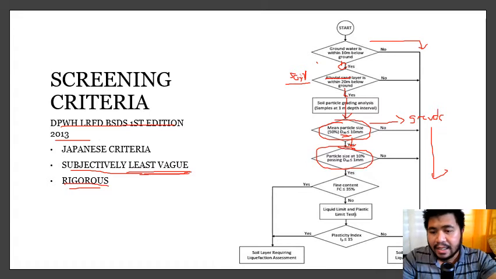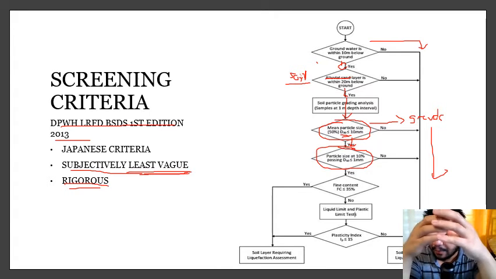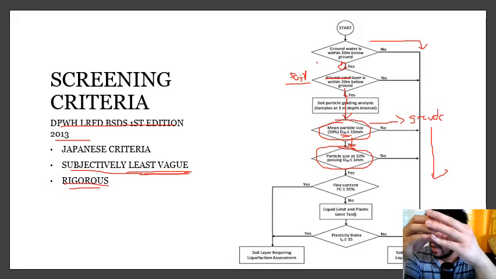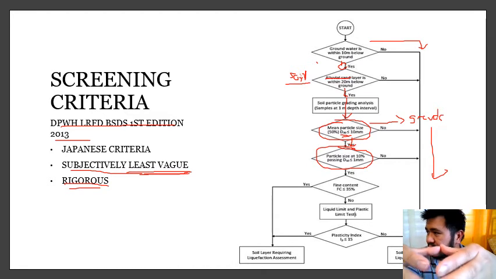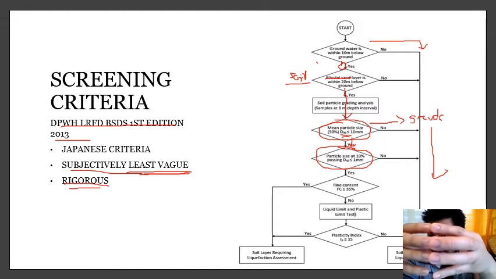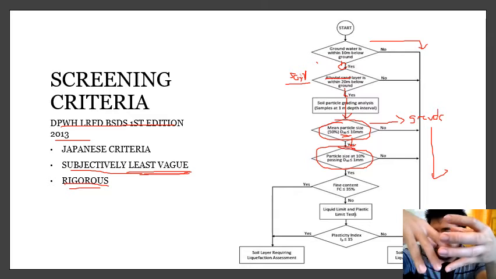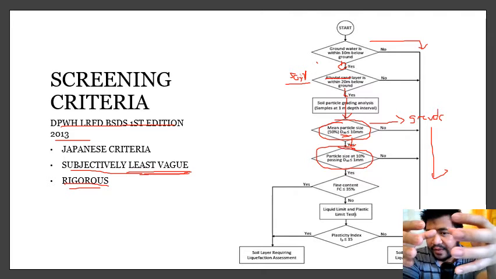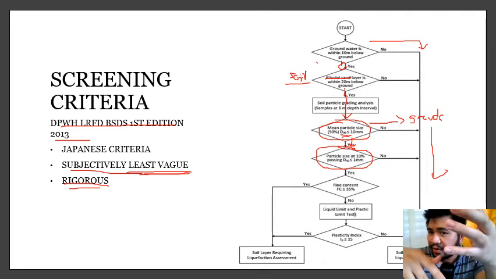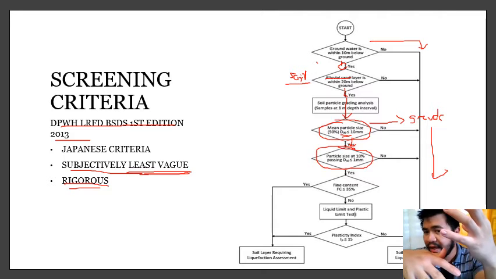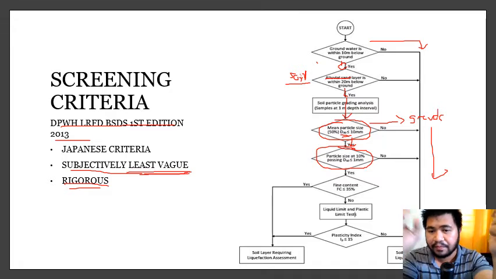So again, D10: if I have a soil sample and a sieve sized, let's say, 0.5 millimeters, and I just pour the sample, if only 10% of the soil sample passes through that sieve, then my D10 is 0.5.